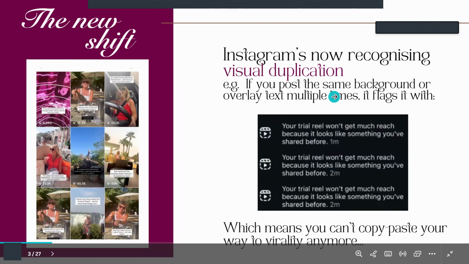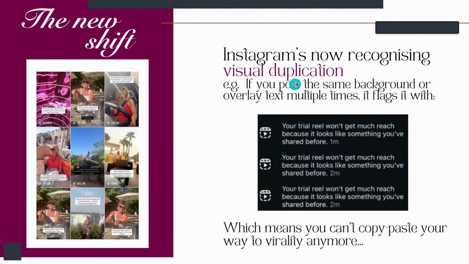Basically, Instagram is now recognizing what's called visual duplication. So if you're posting the same background, same text overlay multiple times, it flags with a notification like this. Your trial reel won't get much reach because it looks like something you've shared before. And what you will notice, because I had this come up quite a few times when this change was introduced, is you might get some reach, but it'll be under 100 possibly, or maybe a few hundred, but it's not actively pushing your reel out.